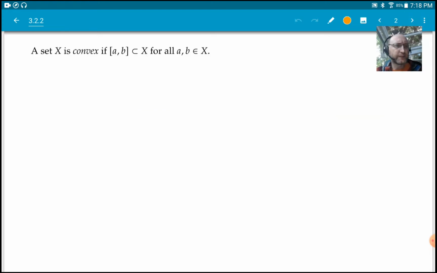So a set is convex, you know this already, if the segment between any 2 points in X is in X, right? So if you take any 2 points in the set, draw a straight line between them, that entire line is back in the set. That's what we mean by convex. Now, let 3 points A, B, C be non-collinear, so they don't all lie on a single line.